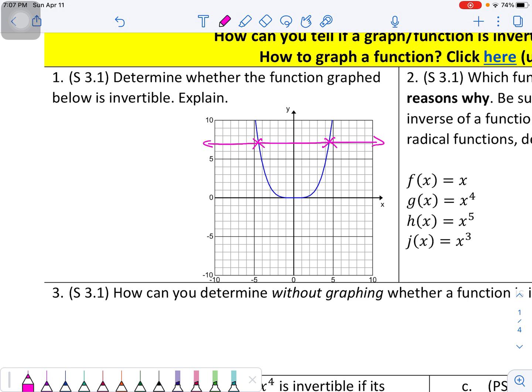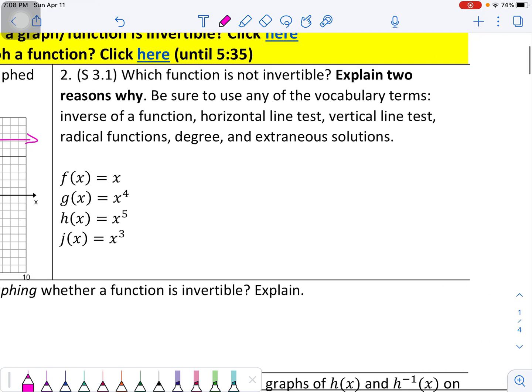So is the function invertible? No. And the reason is it fails the horizontal line test. Because it failed the horizontal line test, it is not invertible. All right, problem number 2. Which function is not invertible?